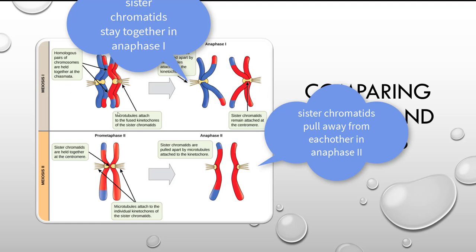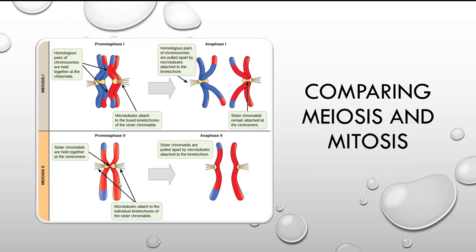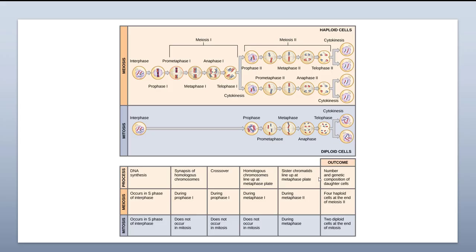Okay, so in meiosis part 1, we want the sister chromatids to stay together when the homologous chromosomes are separating in anaphase part 1. In meiosis part 2, the homologous chromosomes have already separated. We want the sister chromatids to separate. Okay, so there's a big difference there.